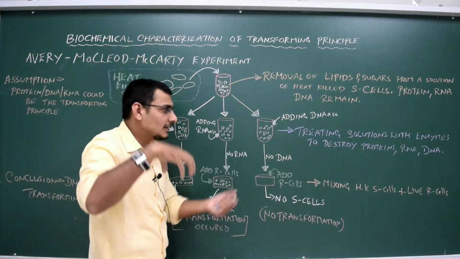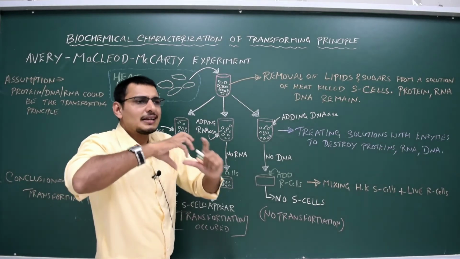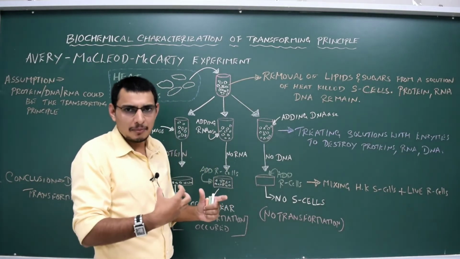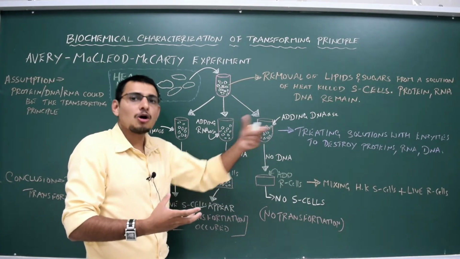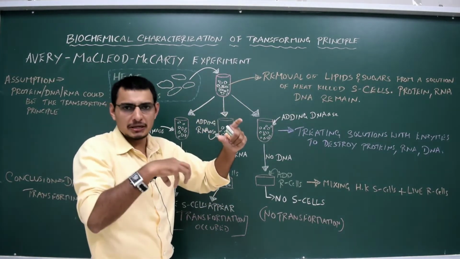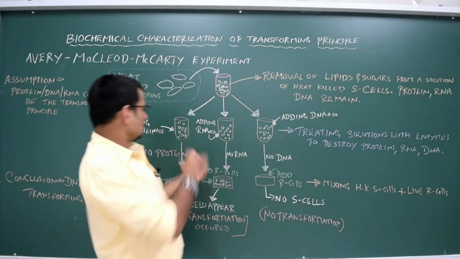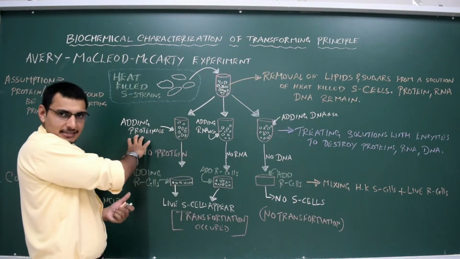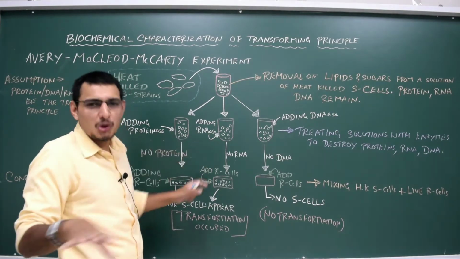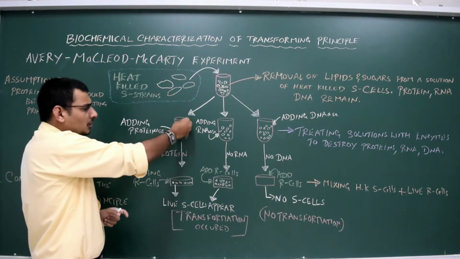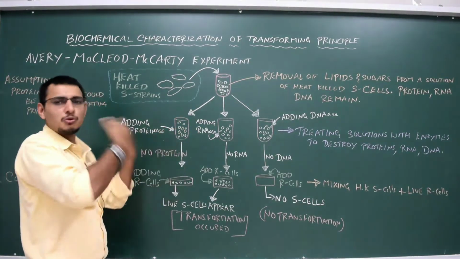Now what they did, they just put a particular type of degrading or digesting enzyme. There are so many enzymes which can destroy the RNA, DNA or protein, but these enzymes are specific in function. For example, see here, for this particular test tube they added proteinase enzyme. The function of the proteinase enzyme is to destroy the entire protein which is present within the heat killed S cells. Obviously they will remove the proteins.